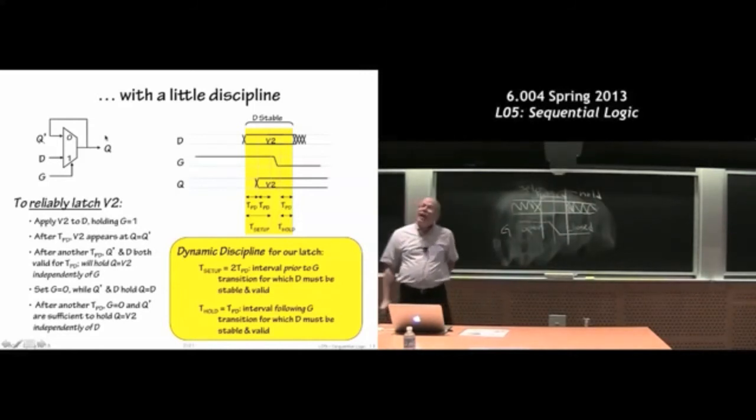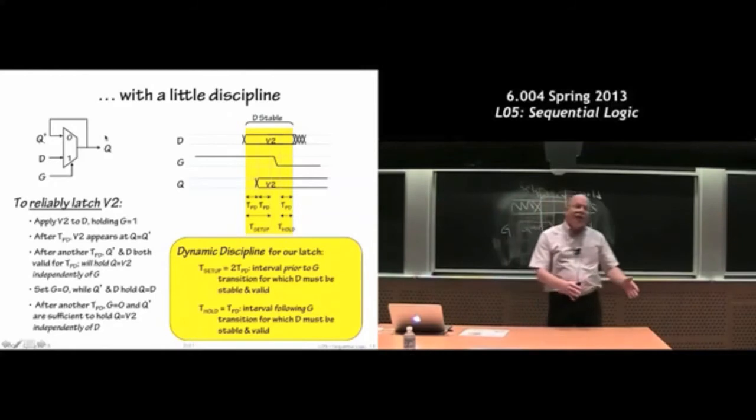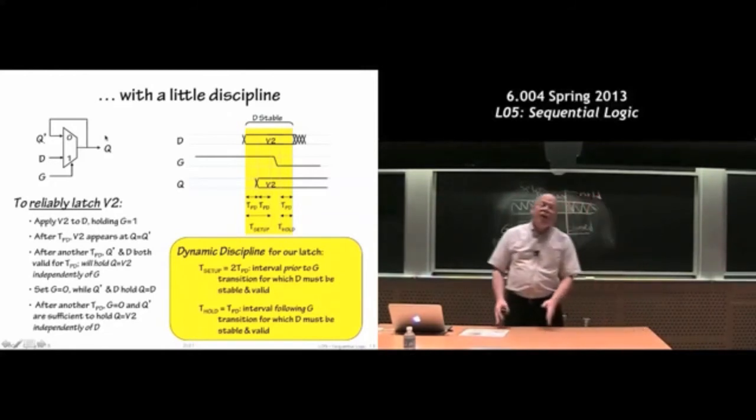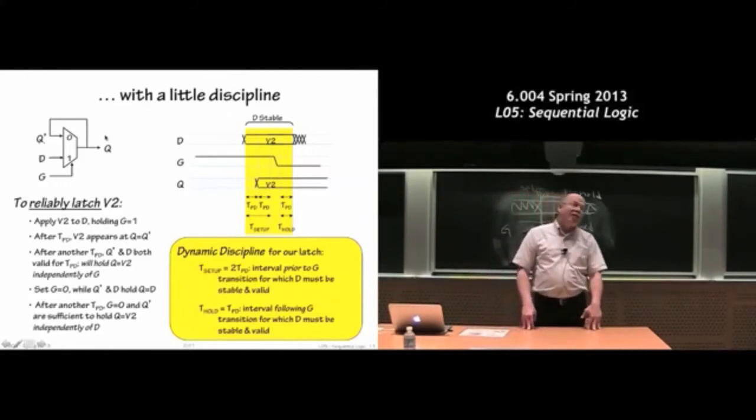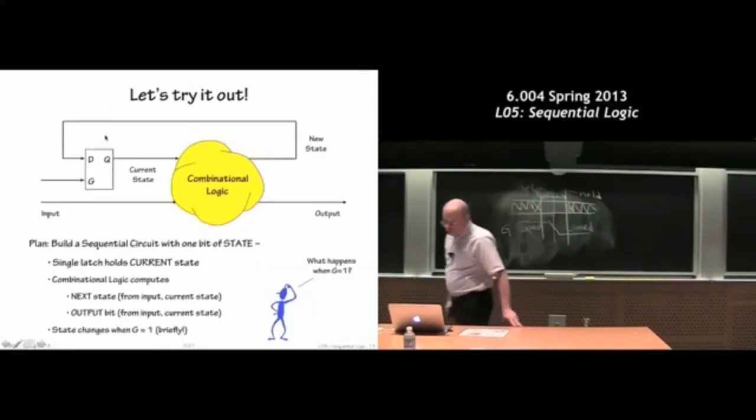Okay, so this is called the dynamic discipline. In addition to the static discipline, we also have the dynamic discipline. And those two rules about the timing of your circuit are what control the engineering. That's, as we'll see, what makes your processor a 1 gigahertz processor instead of a 2 gigahertz processor. We have to leave enough time for these timing constraints to be true.